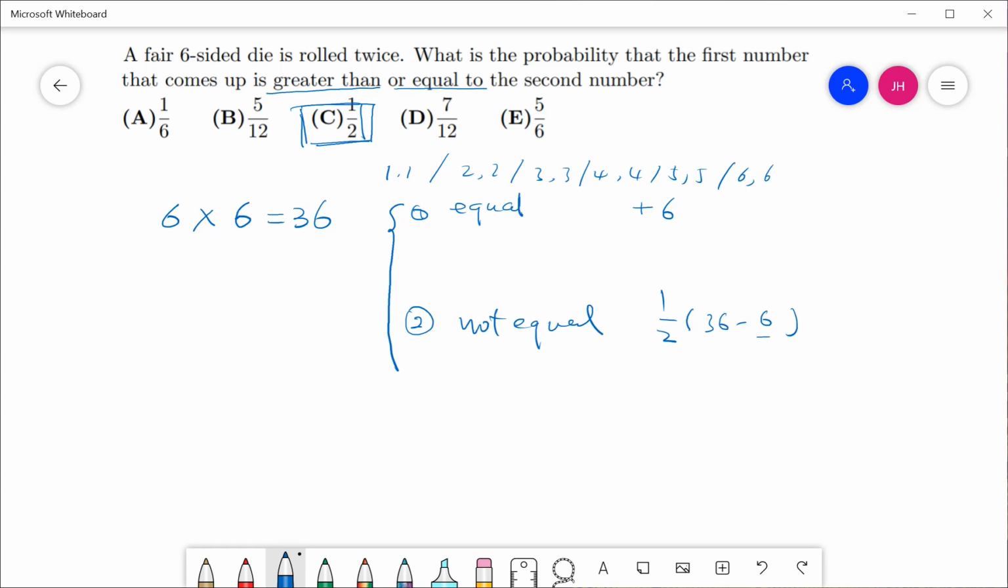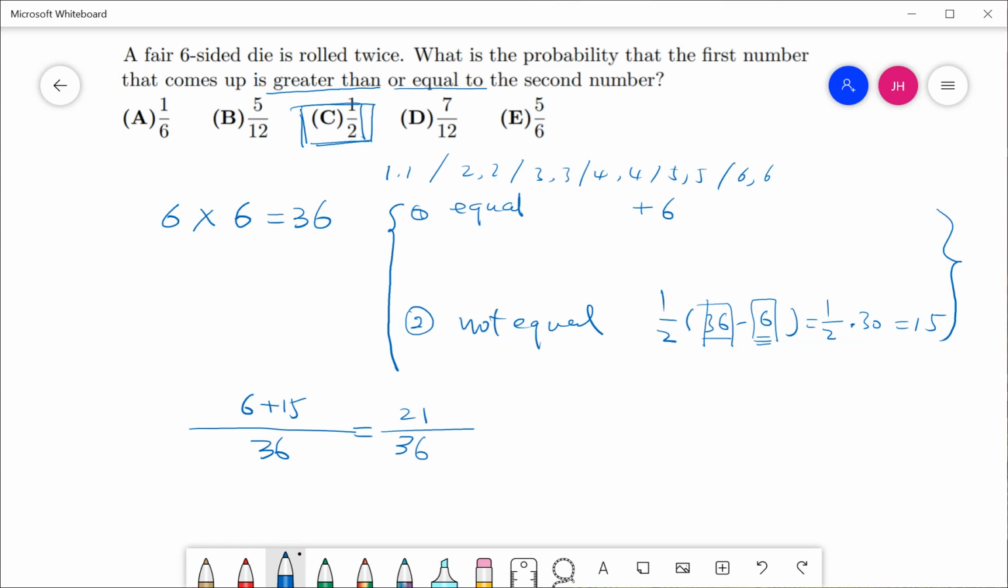We need to deduct the number of cases where the two numbers are equal from the total possibilities. That's 36 minus 6, so this equals a half times 30, which equals 15. Therefore, the total number of outcomes where the first number is greater than or equal to the second number is 6 plus 15. Then we divide that by the total number of possible outcomes, which is 36. That's the answer.